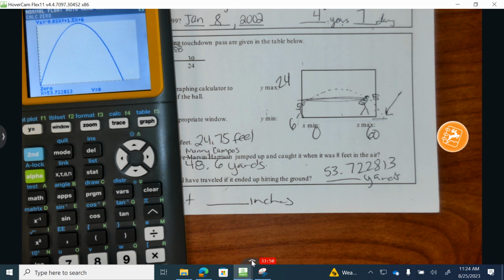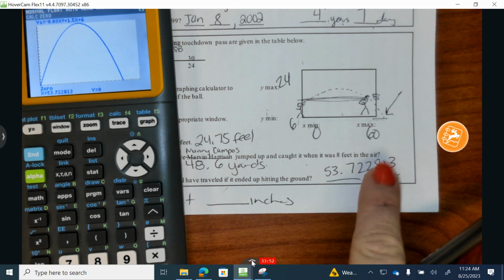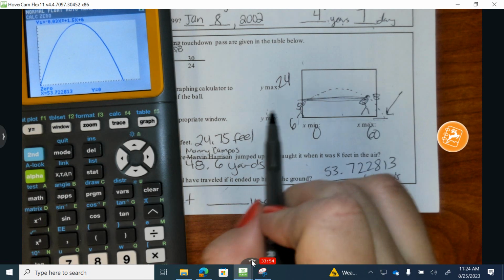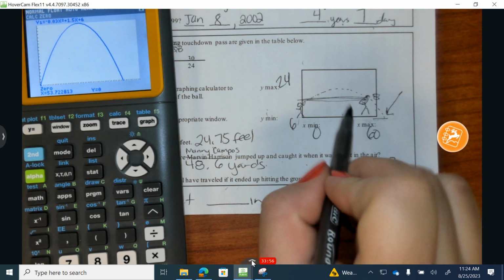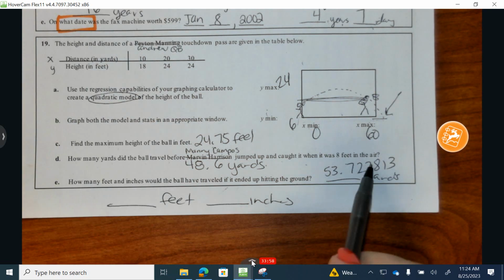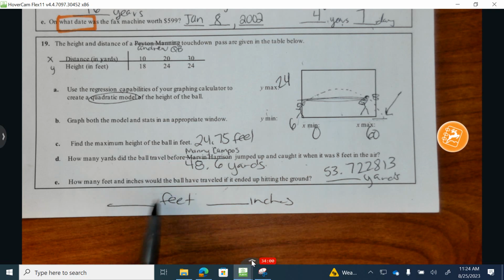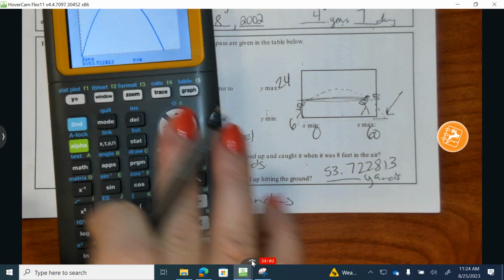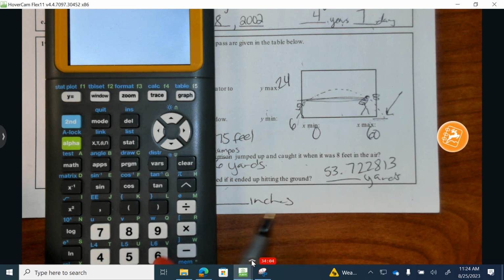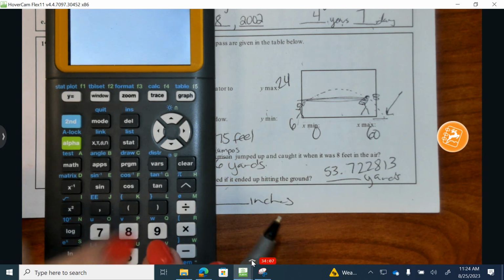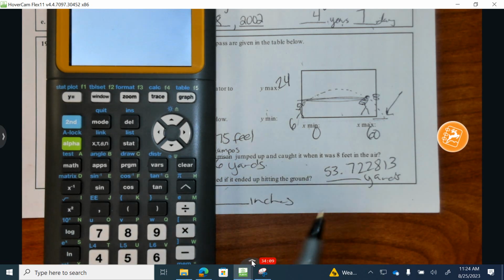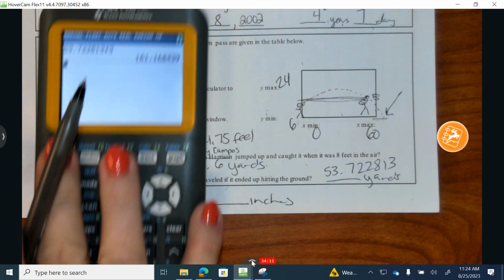Okay, here we go. We have this answer, but that's in yards because horizontally it's measured in yards. We need to translate this to feet. Who can tell me how many feet are there in a yard? 3. So come back up. Let's type this in exactly. Take it times 3. This is the exact number of feet.